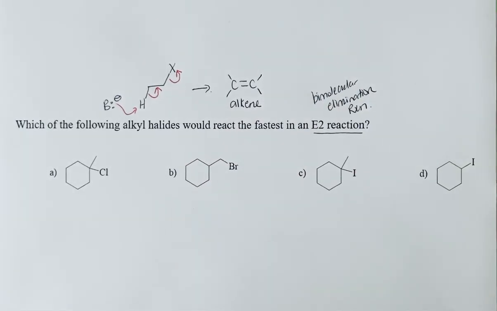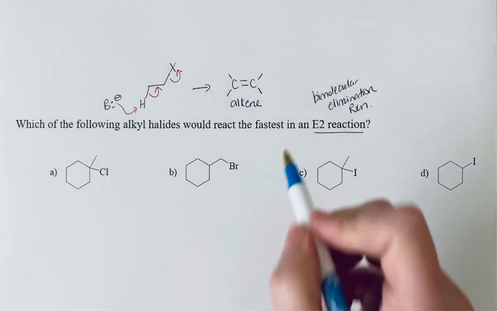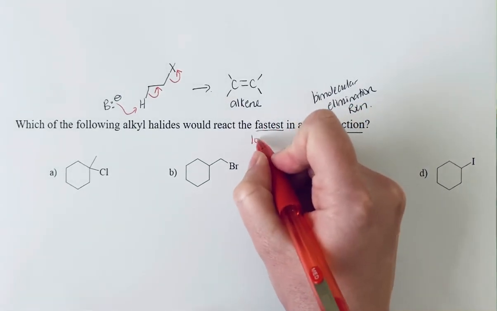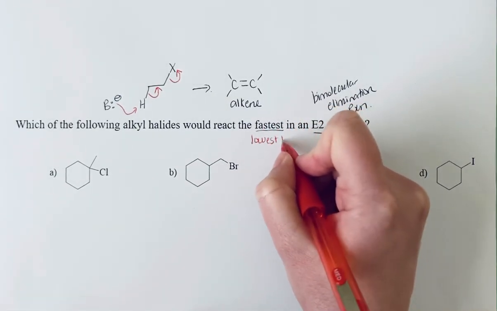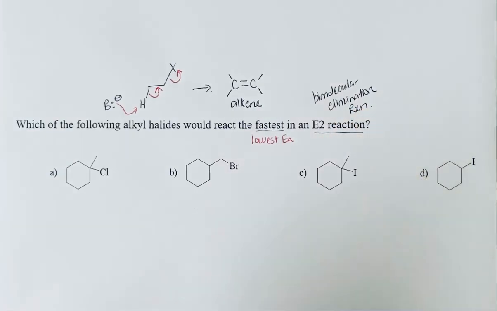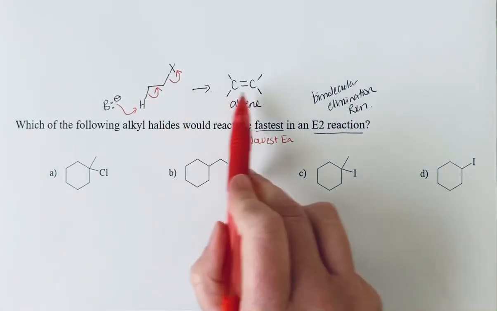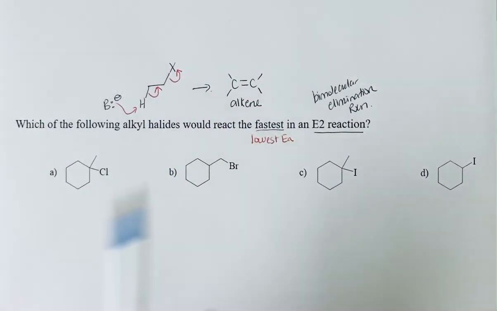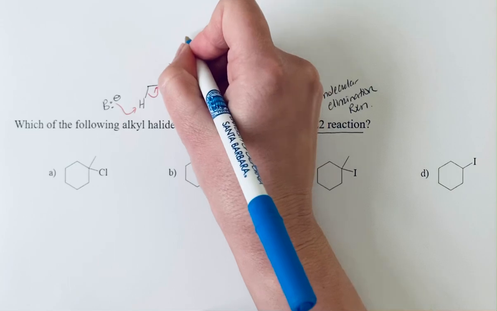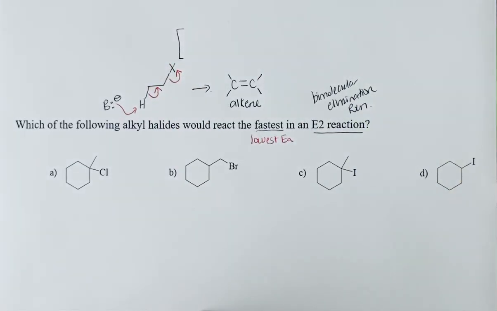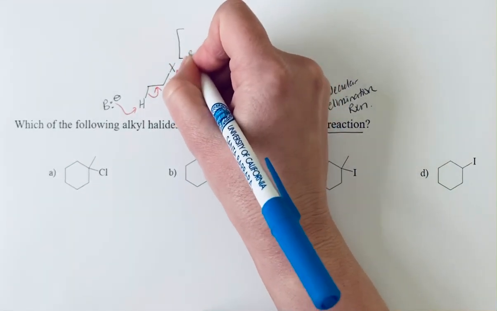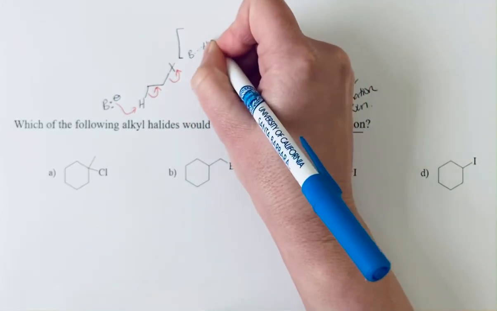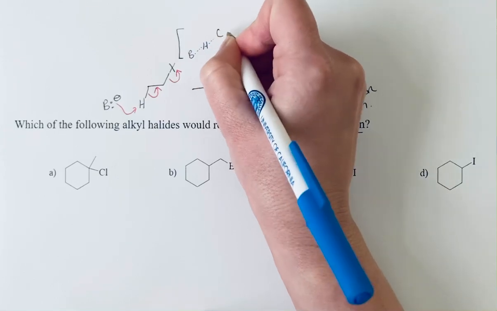And so if we are looking for the alkyl halide that reacts the fastest, what we're looking for here is the lowest activation energy barrier, or EA. And since we have only one step in this reaction, in between here, you're going to have a transition state where, so I'm going to use the square brackets for a transition state, the base has a partial bond to the hydrogen, and the bond between the hydrogen and the carbon is partially broken.